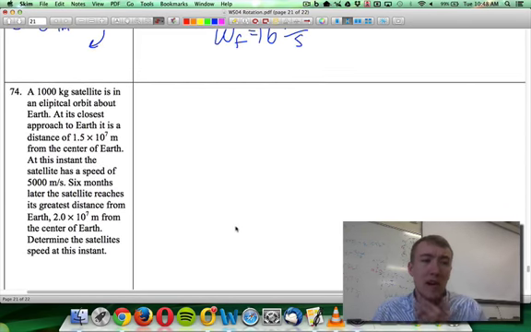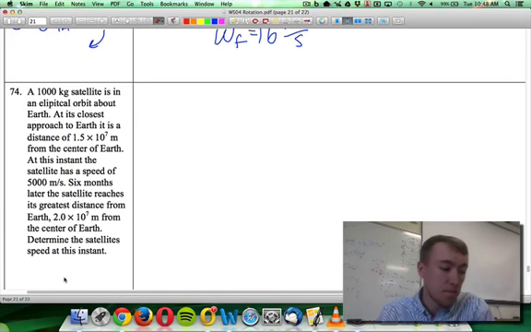It says a 1,000-kilogram satellite is in an elliptical orbit about Earth, and its closest approach to Earth is a distance of 1.5 times 10 to the 7th meters away from the center of the Earth. At this distance, the satellite has a speed of 5,000 meters per second. 6 months later, the satellite is 2 times 10 to the 7th meters away. What is the satellite's speed there?